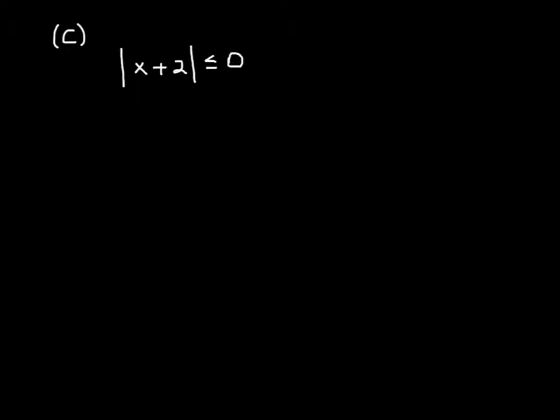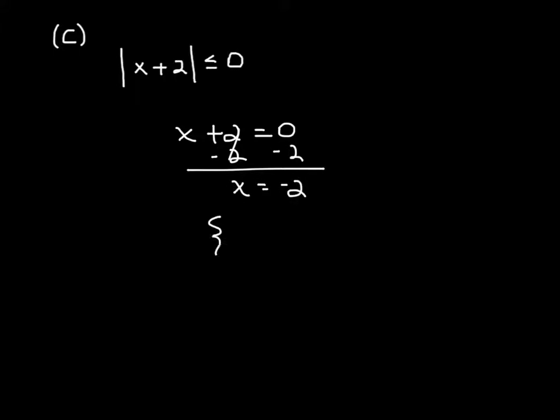C is the absolute value of x plus 2 is less than or equal to 0. Well, we know that the absolute value of x plus 2 cannot be less than 0, because less than 0 would be negative, and absolute value can't be negative. However, it can be equal to 0. So x plus 2 equals 0, so x is negative 2. So my solution set would be negative 2.